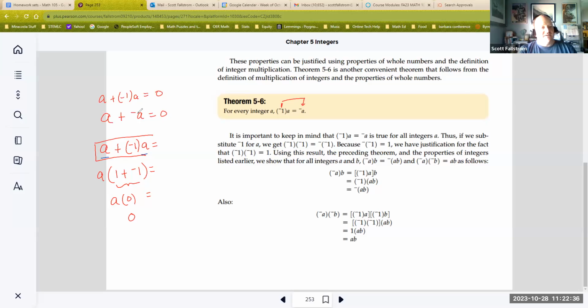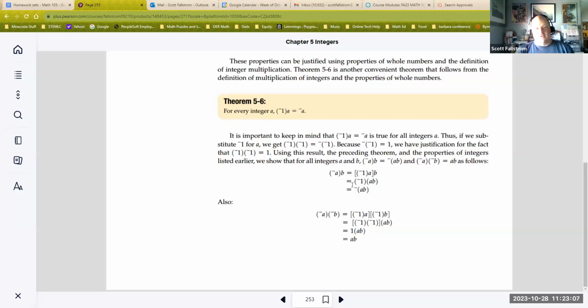So that means a plus -1 times a gets me 0. And a plus the opposite of a gets me to 0. One thing that we got to see is that when you have an additive inverse, if something looks and acts like an additive inverse, those are unique. What that means is these two things have to equal each other. So -1 times a must be the same as the opposite of a. And that's the proof of the theorem and why it holds true.